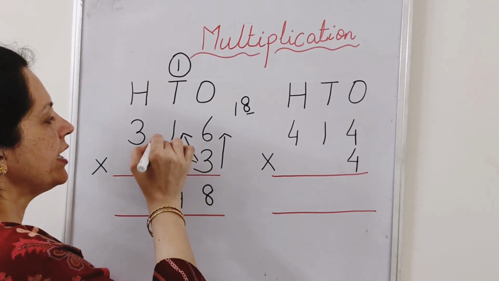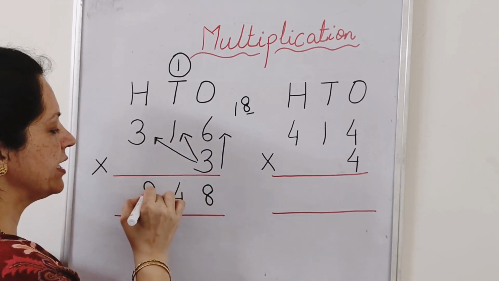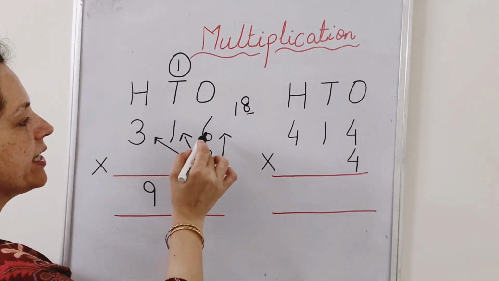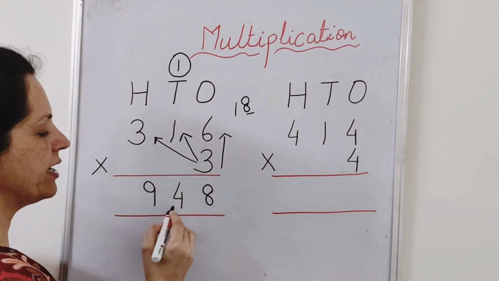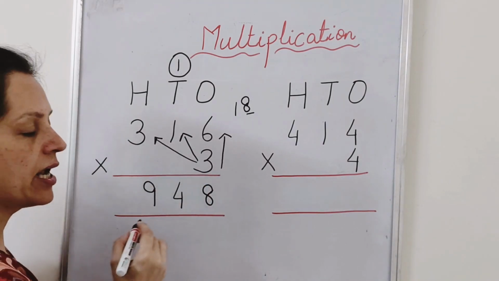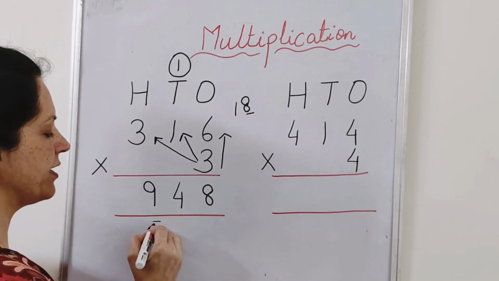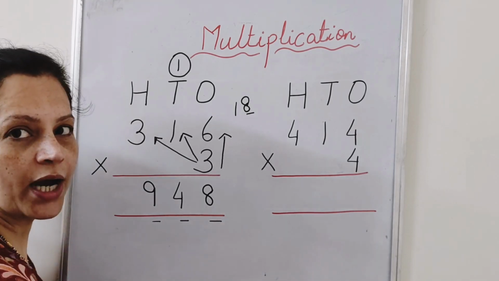Next 3 times 3. 3 times 3 is 9. So children, 316 times 3 is 948. Now 948 has 9 hundreds, 4 tens and 8 ones.